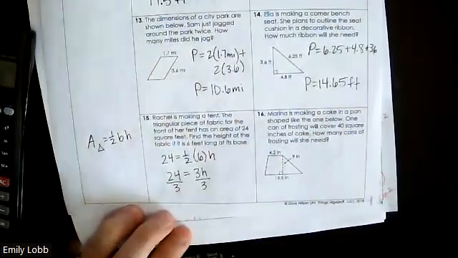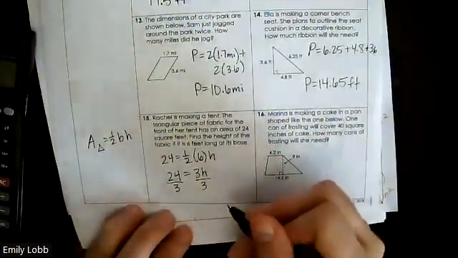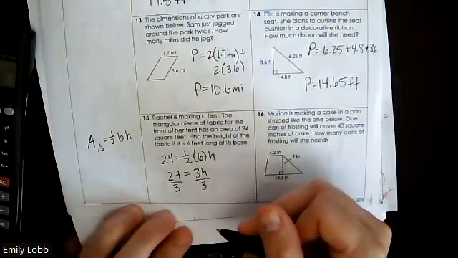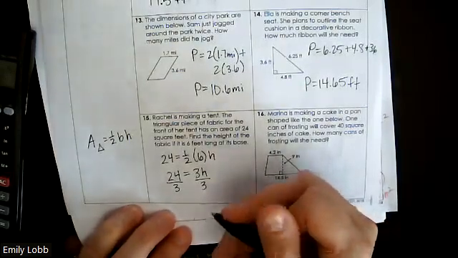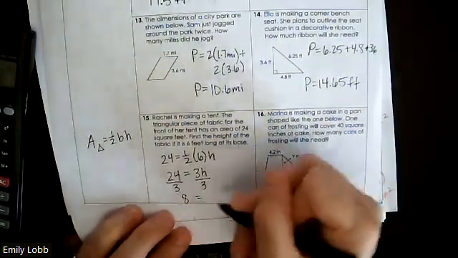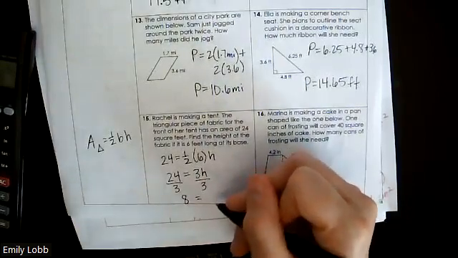No, it doesn't have to be divisible by 3. The answer is 8. 24 is divisible by 3.